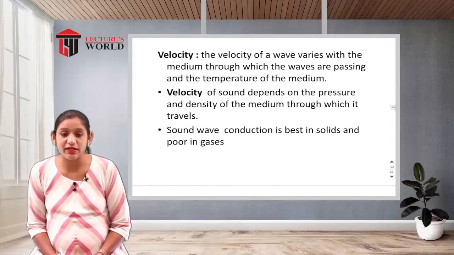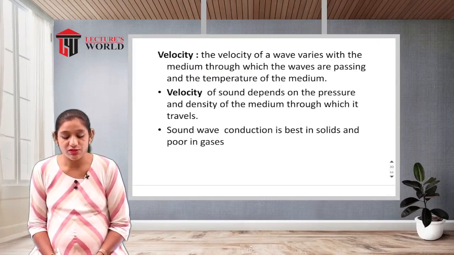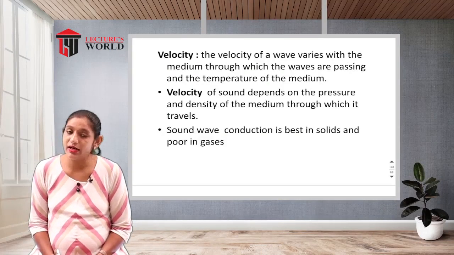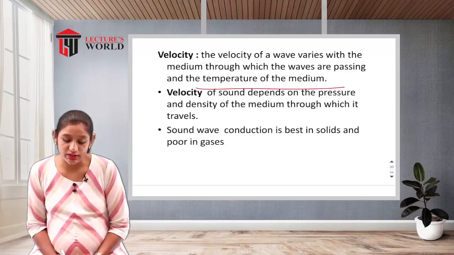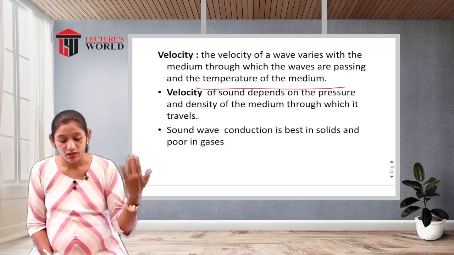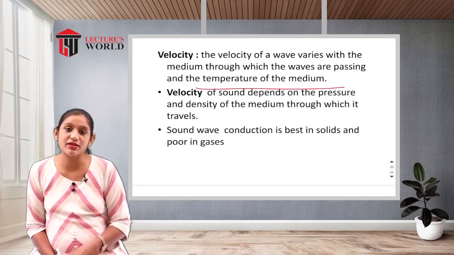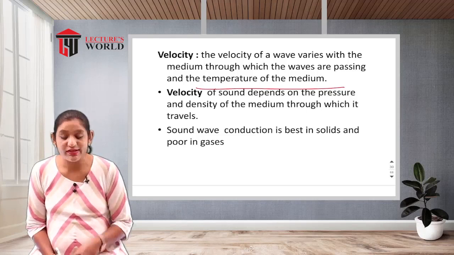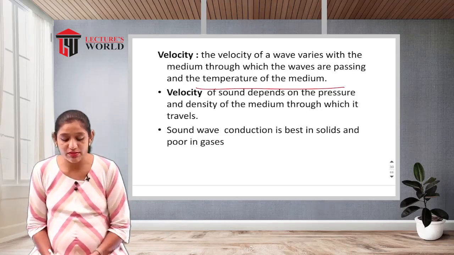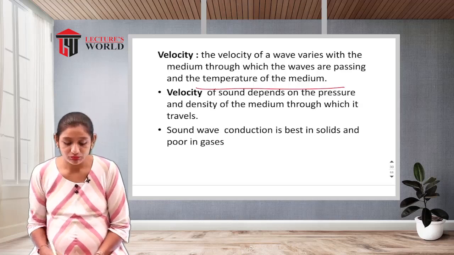Now the velocity. The velocity of a wave varies with the medium through which the waves are passing and the temperature of the medium. What is called velocity? The wave differs with the medium. Obviously, that depends on the absorption capacity and the medium conditions through which the waves are passing, and the temperature of the medium.